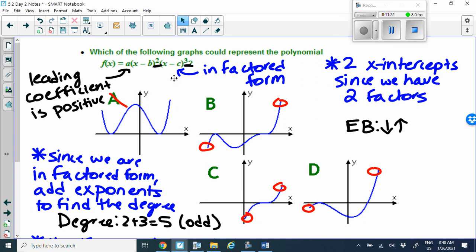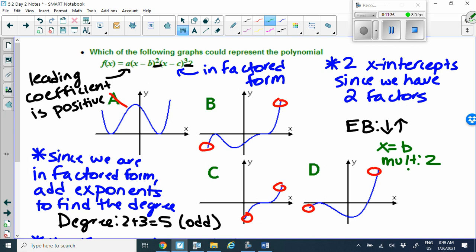Well, now let's have a look at basically what happens with our multiplicity here, okay? So at x equals b, the multiplicity is a 2. So that means we are going to bounce. So we need a place where we bounce. Then at x equals c, the multiplicity there is a 3. So we cross. So we need to look for, okay, where do we have 2 x-intercepts? And then we bounce and cross, okay? Well, B is an idea because we bounce here and we cross here, okay?